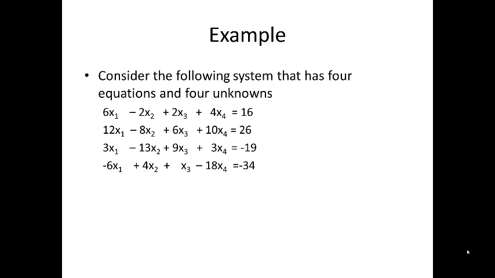Consider the following system that has 4 equations and 4 unknowns. Here we have 6x1 minus 2x2 plus 2x3 plus 4x4 is equal to 16. 12x1 minus 8x2 plus 6x3 plus 10x4 is equal to 26. 3x1 minus 13x2 plus 9x3 plus 3x4 is equal to minus 19. Minus 6x1 plus 4x2 plus x3 minus 18x4 is equal to minus 34.